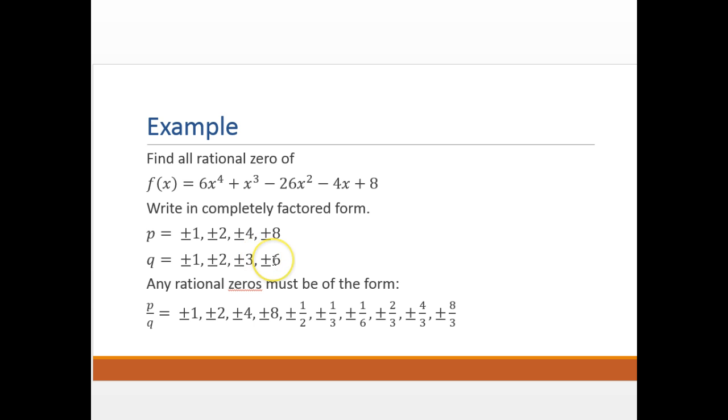1 over 6 is plus or minus 1/6. I've already counted 2 over 6, it's the same as 1/3. 4 over 6 is the same as 2/3. 8 over 6 is the same as 4/3.